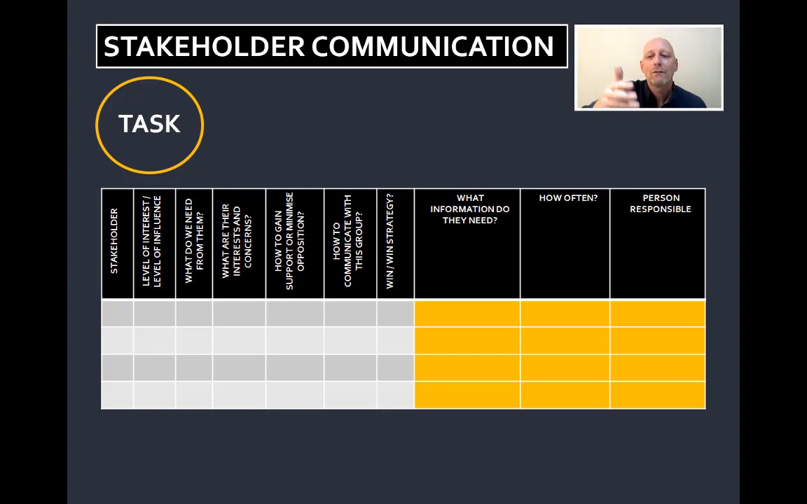But moving on to 7, 8, 9: what information do they need? How frequently do they need that information? And whose job is it to provide that, to communicate?